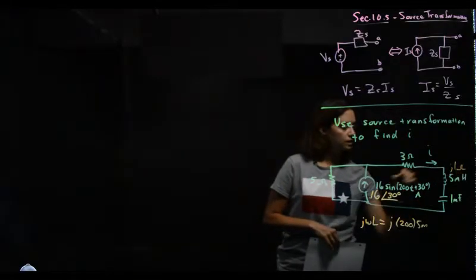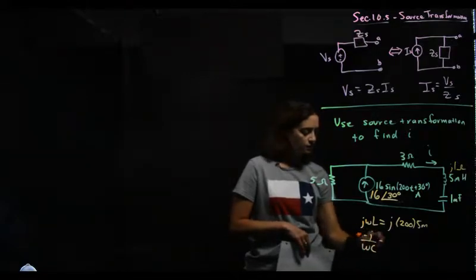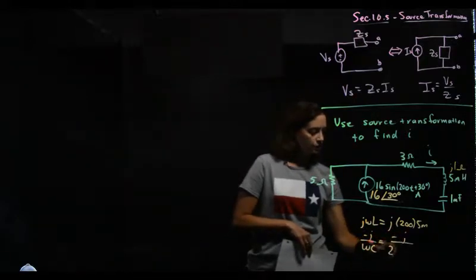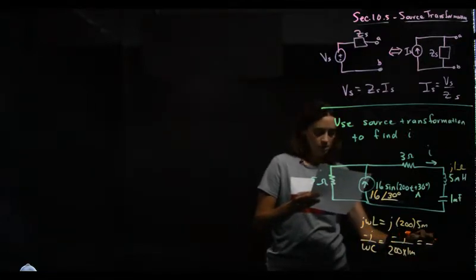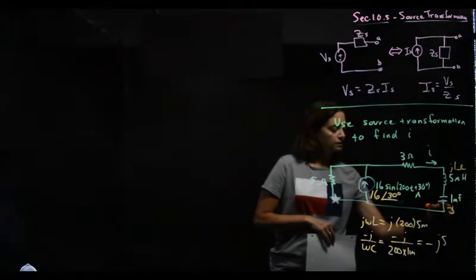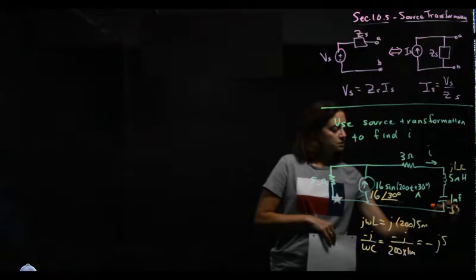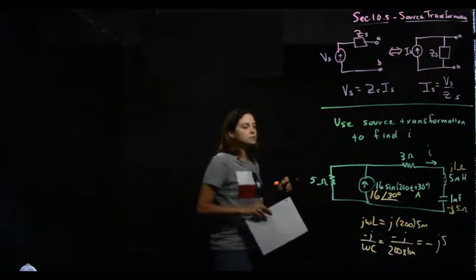I'm just writing it right here. And then minus J over omega C, minus J over 200 times 1 milli. That's messy, but that gives me minus J5. I don't know if that's a J or a 5. It's like both. Minus J5 ohms. There we go. And I'm crushing my papers.